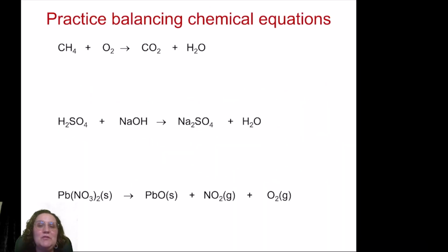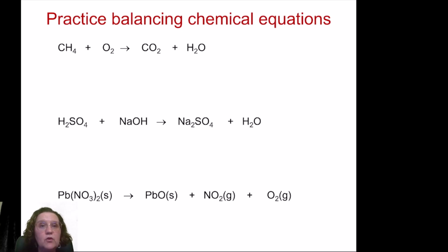I hope you stopped the video and had a go at balancing these equations. So start with the first one. The first compound, CH4, is methane. If I look at the carbon, for example, I can see that I have 1 carbon on the left-hand side in the compound methane and 1 carbon on the right-hand side in the product side, part of carbon dioxide, CO2. So this equation is balanced with respect to carbon.